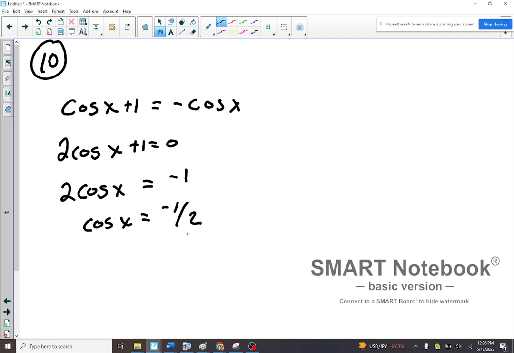Is that the final answer? No, because we need to find what x is. So you want to get x alone. So you do inverse cosine of negative a half. What cosine value do you plug in here to get negative a half? Cosine of 60 degrees is 1 half, but it's negative.